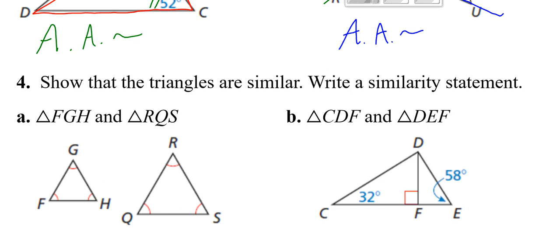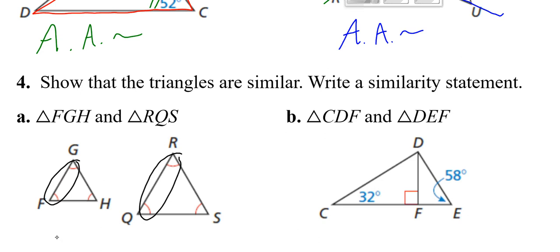Okay, 4, show that these triangles are similar. So write a similarity statement. Well, here, again, I have at least two angles being similar. These are equilateral triangles, and equilateral triangles are equiangular triangles. If they all have equal angles, then equiangular triangles are going to be similar to one another.